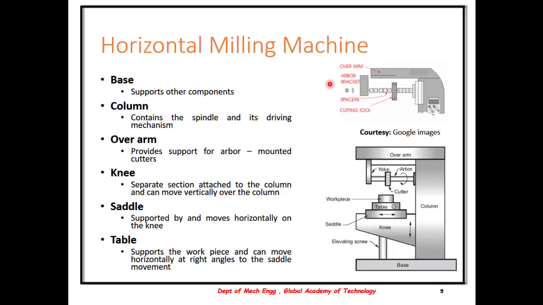The various parts of a horizontal milling machine include a base that supports all the other components, the column that contains the spindle and its driving mechanism, the overarm that provides the support for the arbor or the spindle, the knee, that is a section attached to the column which can move from top to bottom, that is it can move vertically, the saddle supported by the knee which moves to the left and right, that is horizontally, and the table which supports the workpiece and can move horizontally based on the saddle movement.